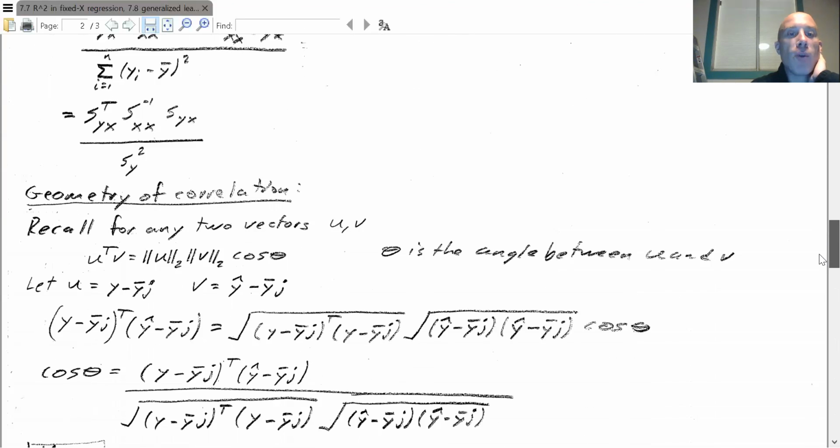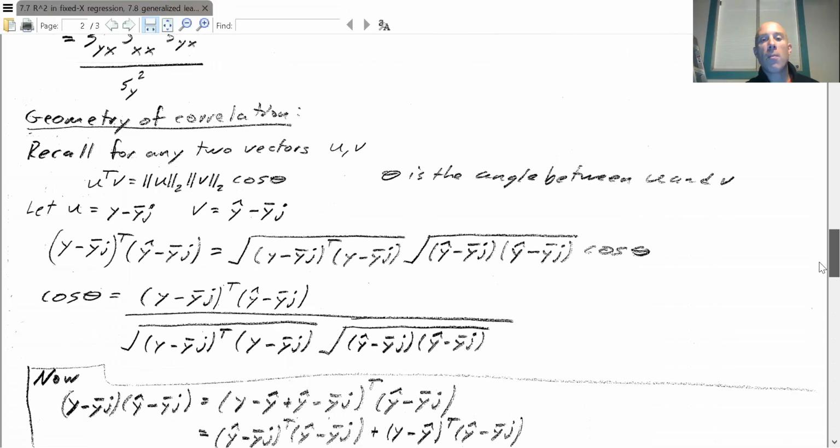Now let's think about the geometry of correlation for a moment. This is something that I feel needs to be better understood in the statistics community. I'm going to take us back to Calc 3 and talk about the relationship between dot products and angles. Recall that for any two vectors, U transpose V is equal to the norm of U, times the norm of V, times the cosine of the angle between the two vectors. That is the standard formula.